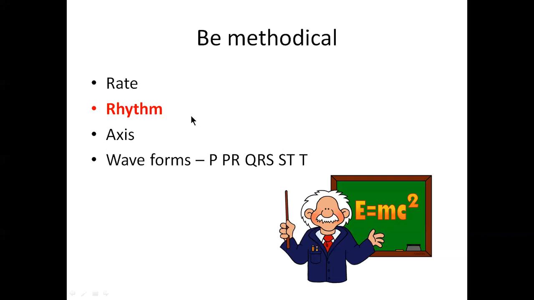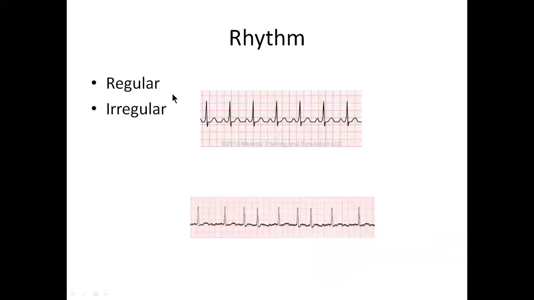The next, after we determine the rate, we go on to check the rhythm. At this time, I just want you to look at just 2 things. Is the rhythm regular or is it irregular? Okay, so how do we decide that? We start looking at the QRS complexes and see whether the spacing between each one is the same. And if it is, that's a regular rhythm.